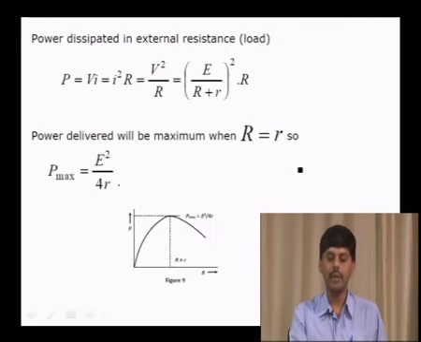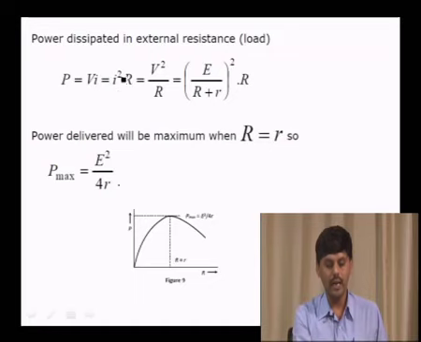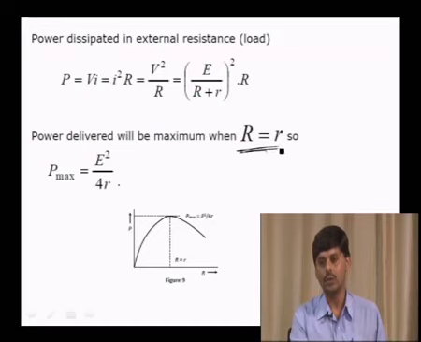Now power dissipated, we are going to have P = VI, in terms of I square R, in terms of voltage, V square by R. We know the expression for I, that is E divided by (R + r), so power = E square R divided by (R + r) whole square. The power delivered will be maximum when capital R is equal to small r. It means that the external resistance is equal to the internal resistance of the cell. Then the power dissipated is maximum. P maximum is equal to E square divided by 4r.